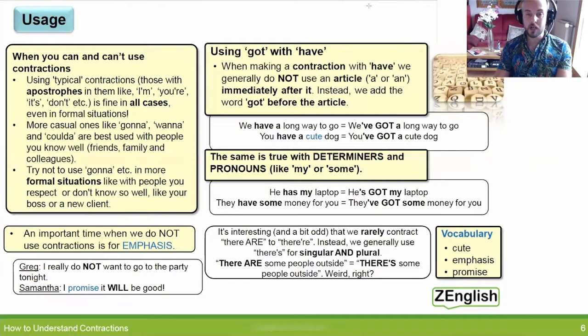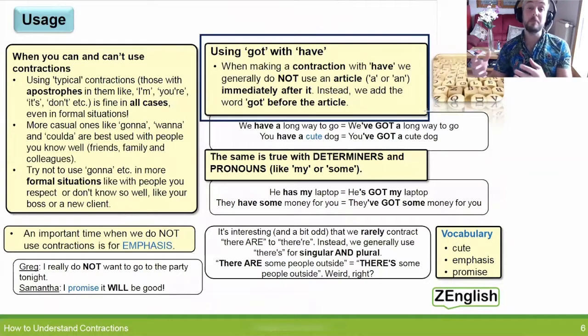Now, I mentioned earlier a little rule about using have as a contraction. We need to use got. Let's take a look at this now. So when making a contraction with have, we've, I've, they've, and so on, we generally do not use an article, a or an, immediately after it. Instead, we add the word got before the article.